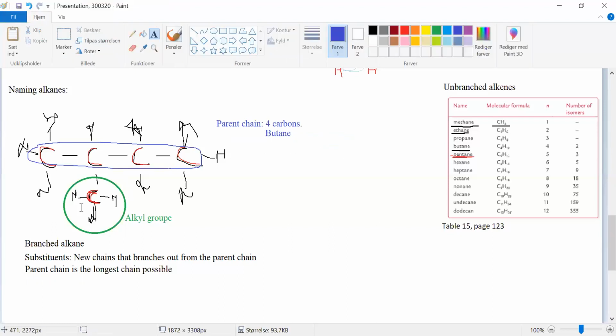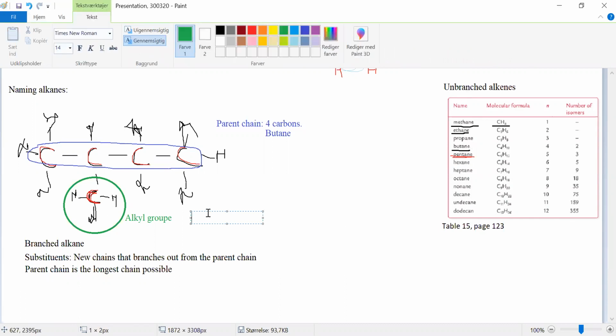But we're not finished yet, because we know that there is this alkyl group, and that alkyl group also needs to be included in the name. So we also have to name that part there, the substituent. The method for naming an alkyl group is that you take the parent name that you find in this table, and then you exclude the ane from the name. So the parent name of that alkyl group will be meth, and you exchange the ane for yl, so it's a methyl group.